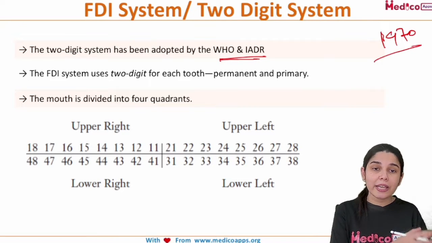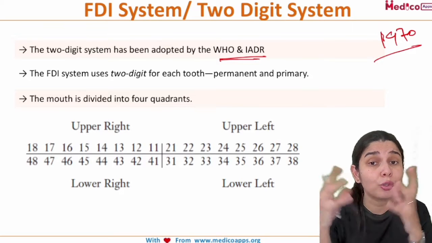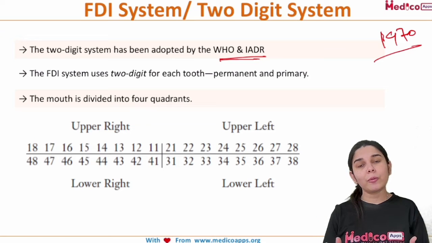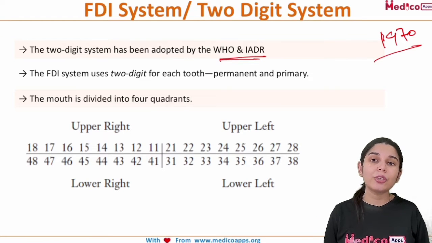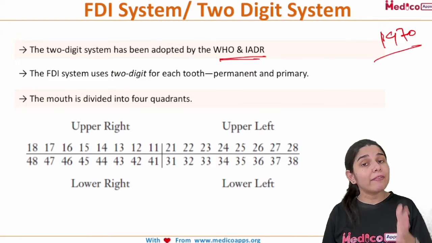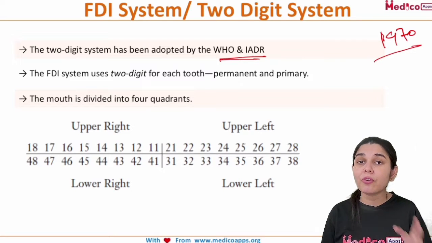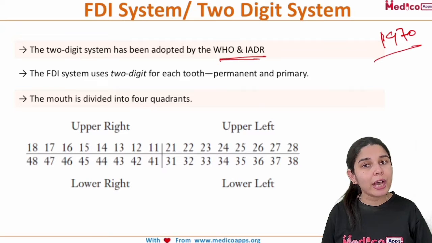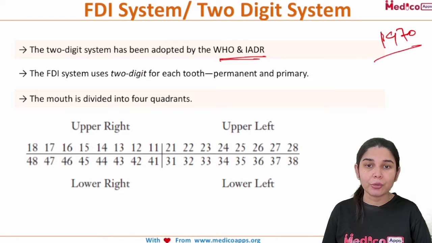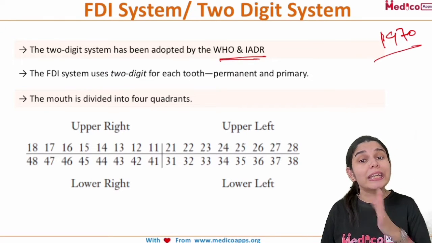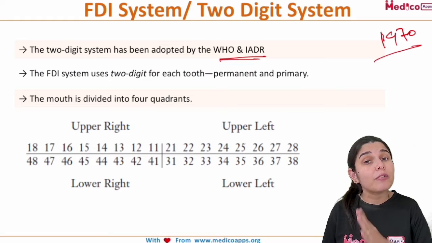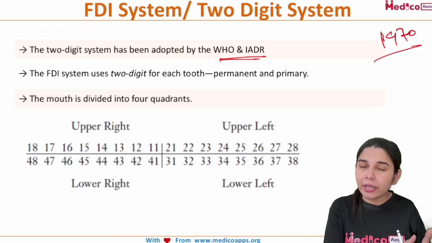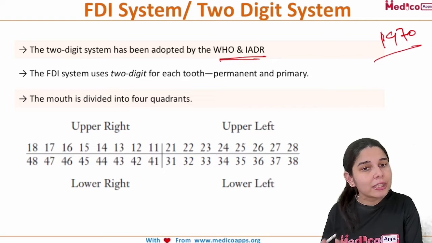Now, if I say that FDI is a two-digit system, what do you understand by that? Why do we call it a two-digit system? It is because the FDI system uses two digits for each tooth. How they are going to use it, I'll explain. This two-digit code is used for each tooth in both permanent and primary dentition, that means in the permanent teeth as well as in the deciduous teeth.